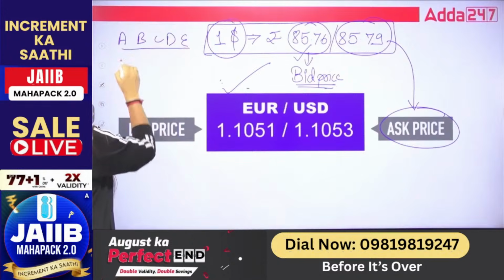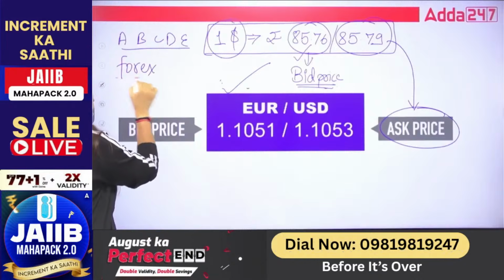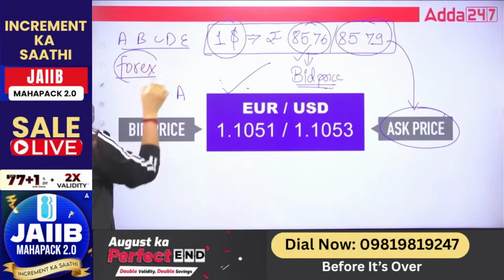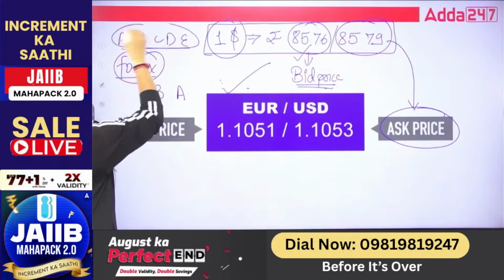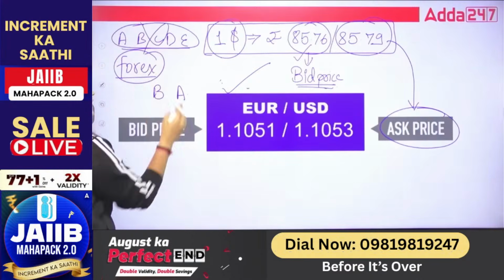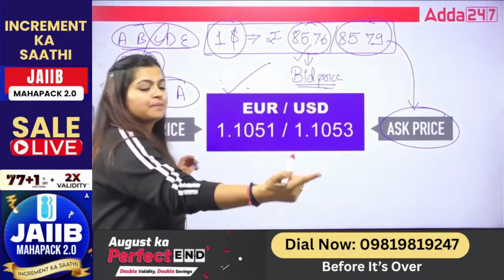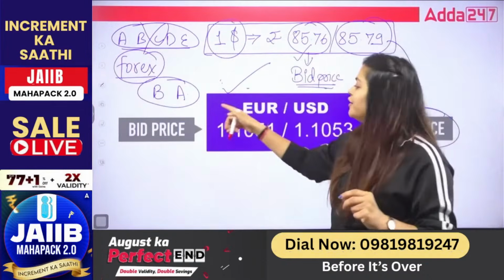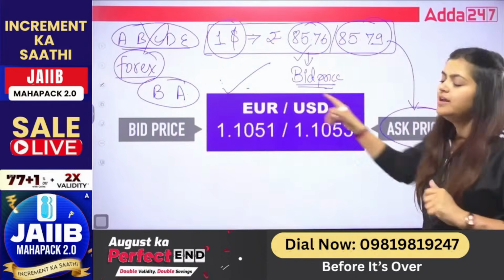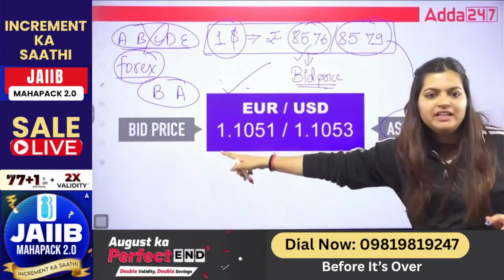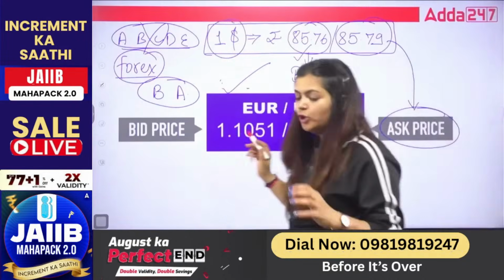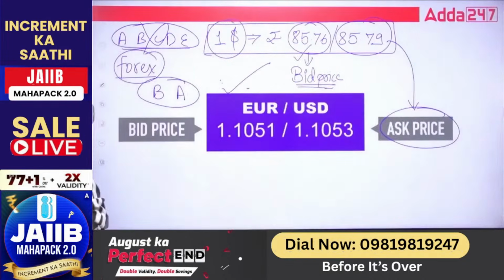But in the case of Forex, you start with B and A. Under Forex, you are not reading A, B, C, D, E. No, you are reading in a reverse manner. B, A. Okay? Always in Forex, we read in a reverse manner. B, A. First B will come and then A will come. Correct? Bid and ask. I hope you can use this trick for remembering this formula.